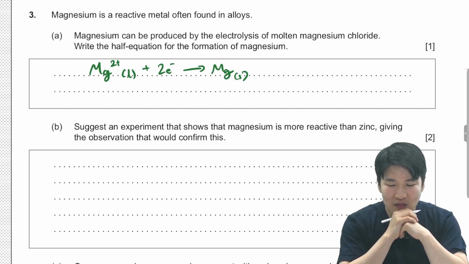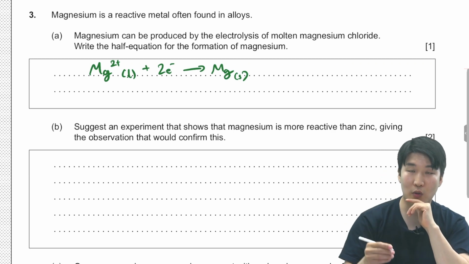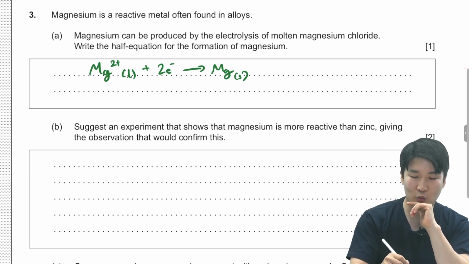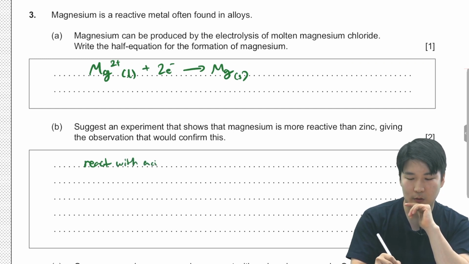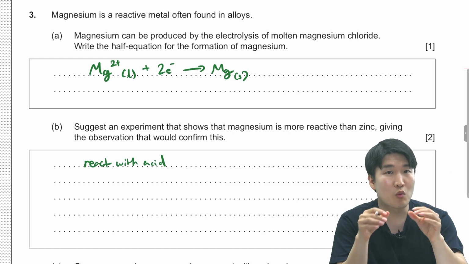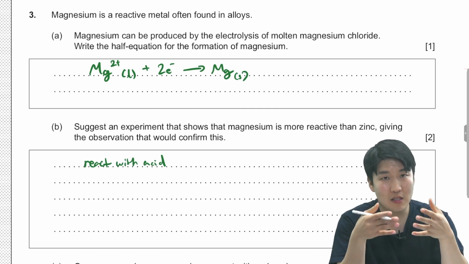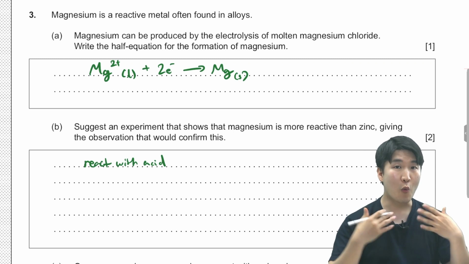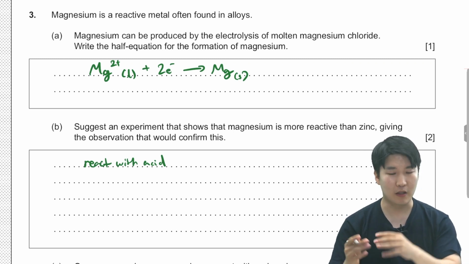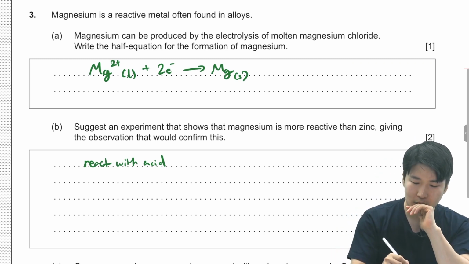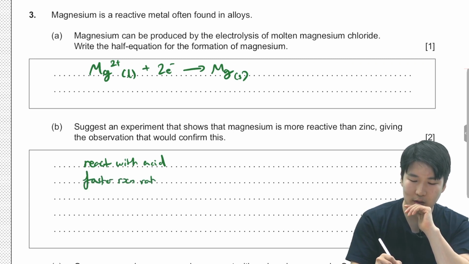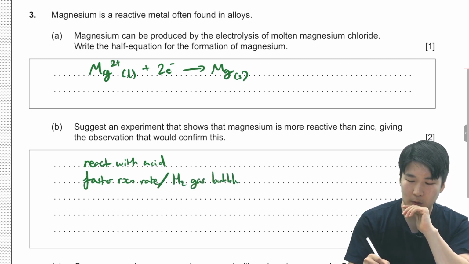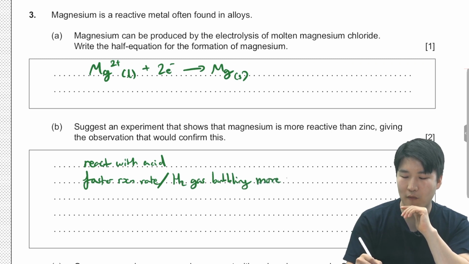Magnesium is more reactive than zinc. Yes. How do we know that? Because if we react with acids, the rate of reaction will be faster, and this would be physically observed by more vigorous hydrogen gas bubbling. Faster reaction rate, hydrogen gas bubbling, more vigorous.